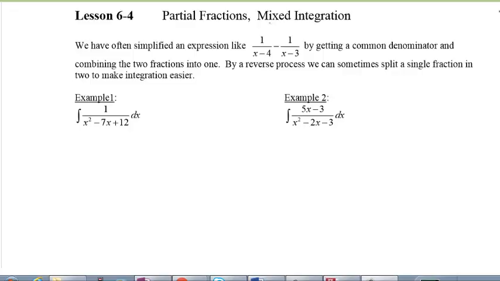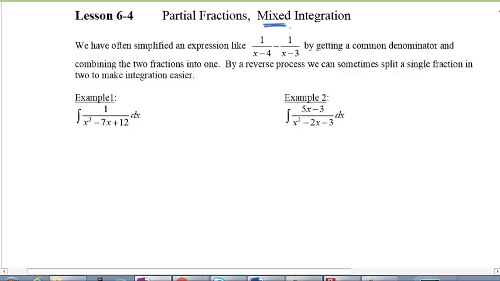This is lesson 6.4, and the topic today is called partial fractions, and the usage of partial fractions in doing mixed integration. Yes, you hear the word mixed. You're going to see a whole bunch of different integration techniques put together.